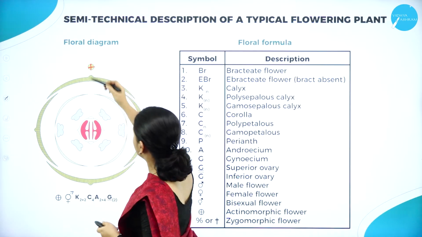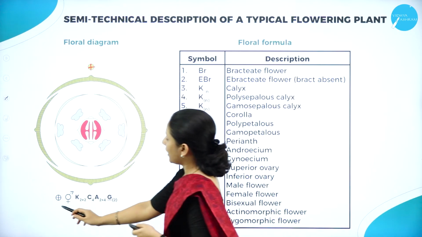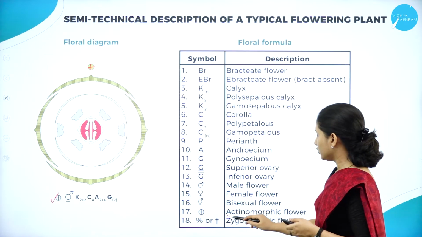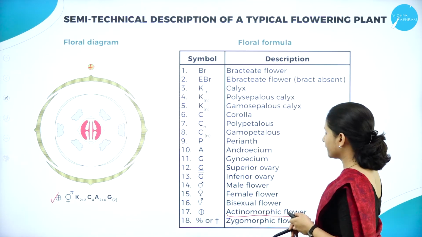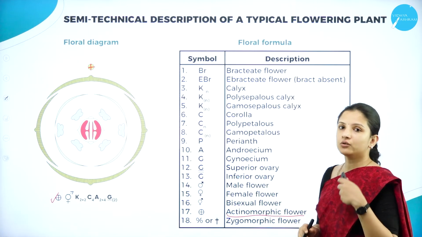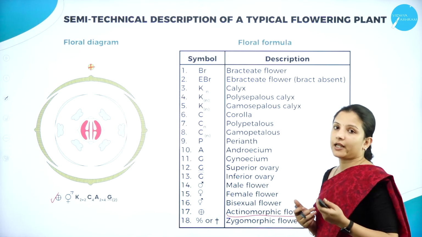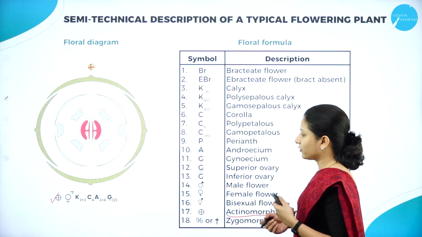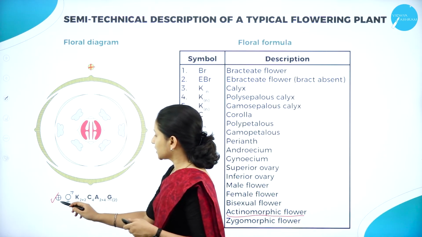It means the flower is, so you can see here this symbol is there. So what does it mean? It means the flower is actinomorphic. So actinomorphic flower means the flower can be cut into equal halves in any plane. In any plane you can cut it into equal halves. So that is actinomorphic.